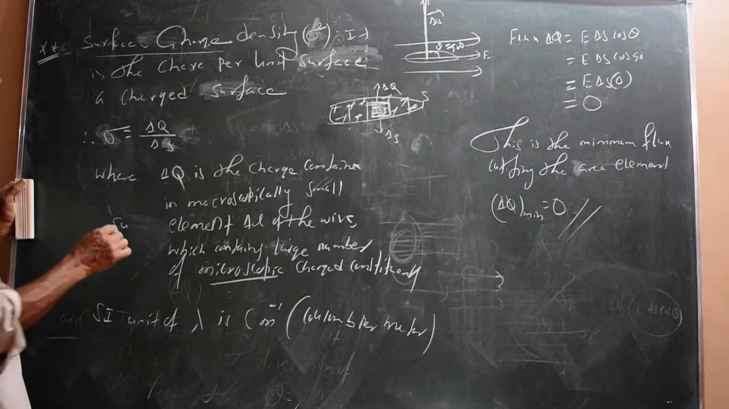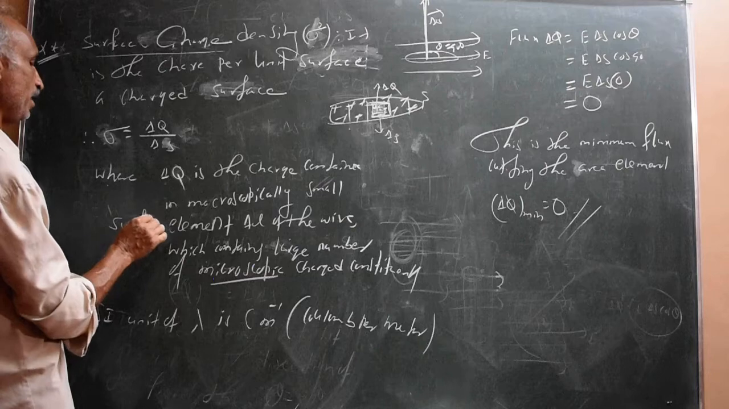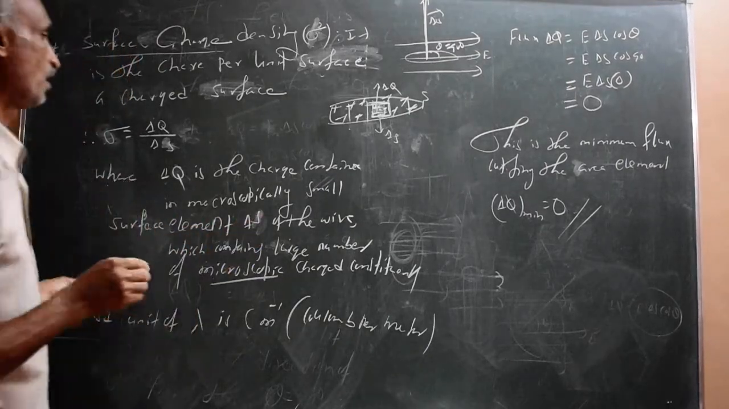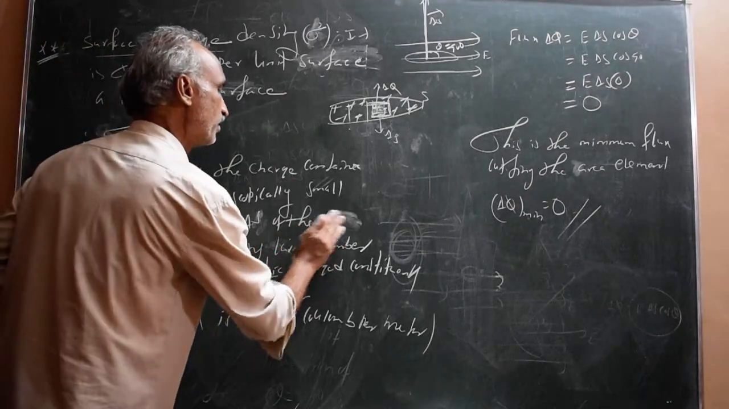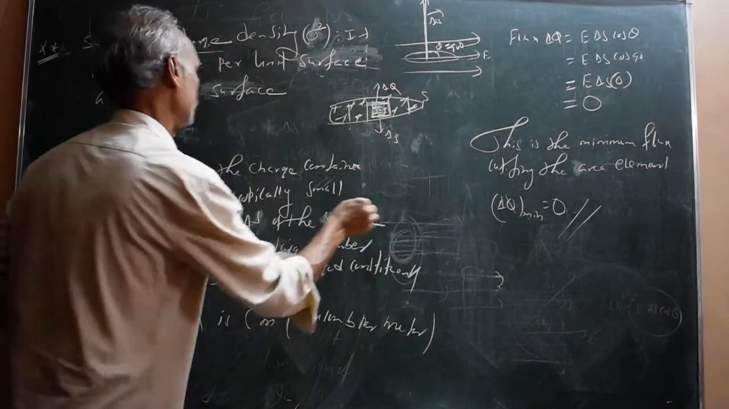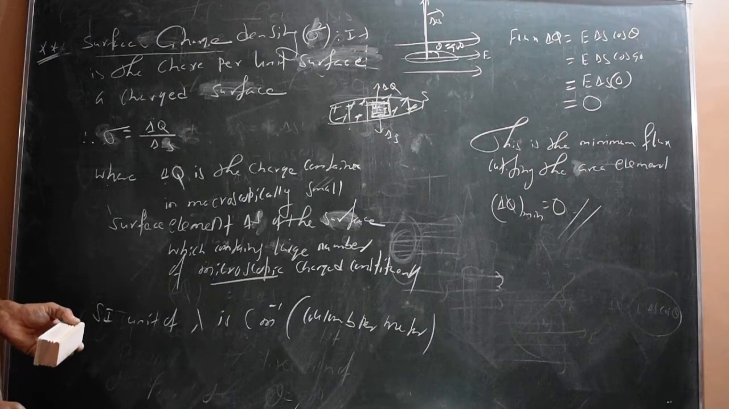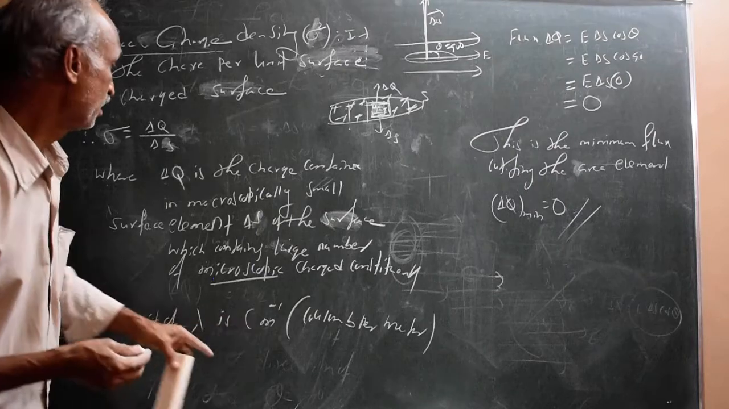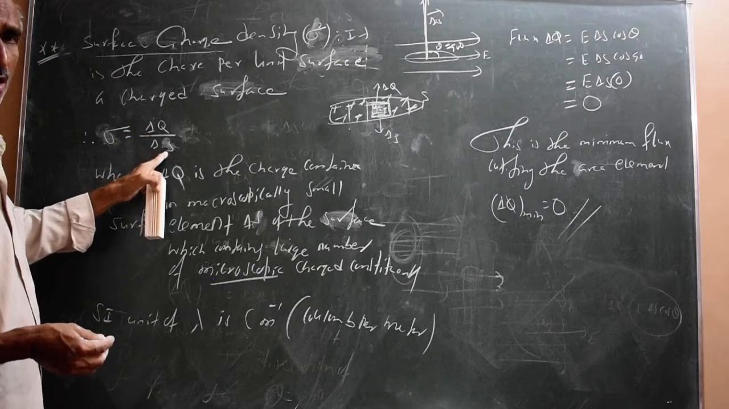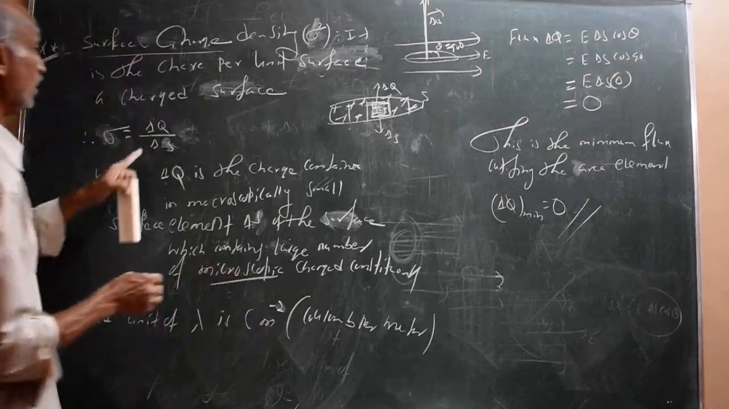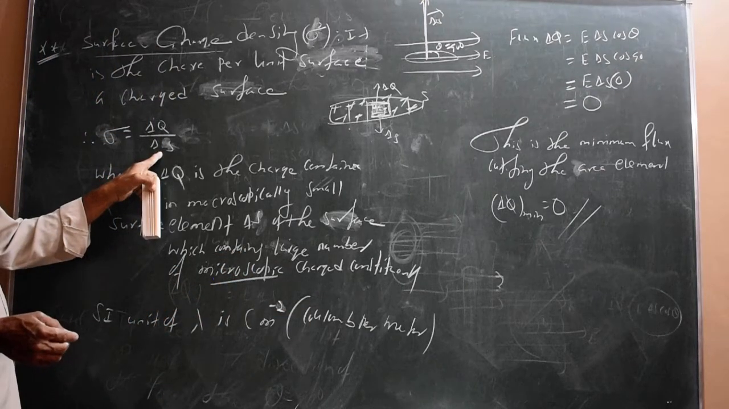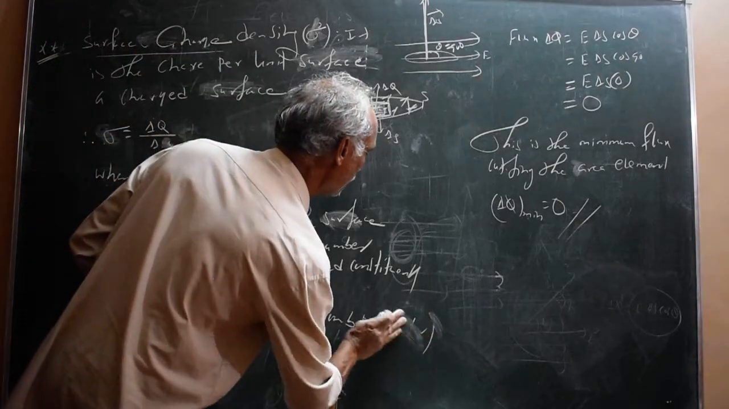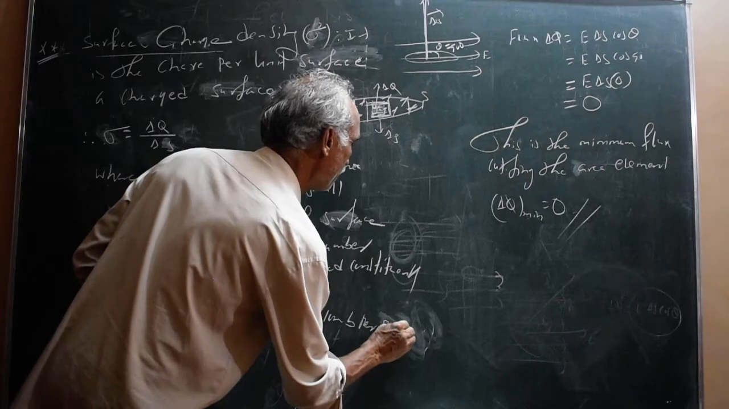Area element, you can also call it surface element, delta S of the surface, which contains a large number of microscopic charge constituents. The SI unit of sigma is coulomb per meter square. S is the surface area, which is in meter square. So coulomb per square meter.